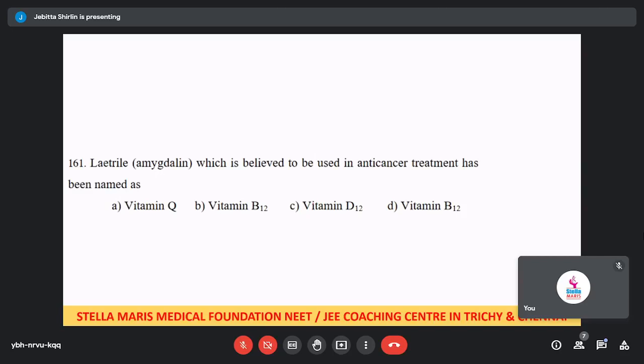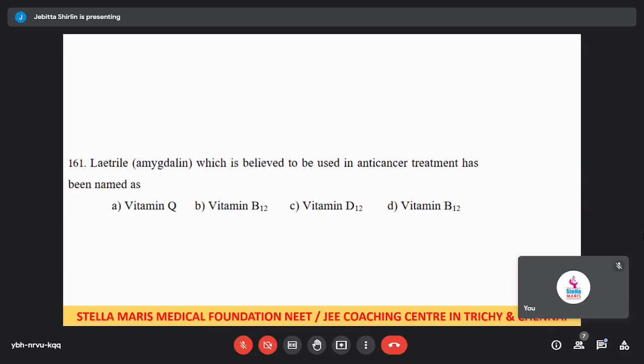Latrine, which is called amygdalin, is believed to be used in anti-cancer treatment. You should identify it, but I'm sorry, the options given here are completely wrong. The right option is not here, but can you tell me what would be the correct answer? It is not vitamin Q or B12. Vitamin B12 is repeated twice over here. I don't know what the error is, and then vitamin D12. No, nothing like this. Can you tell me what the answer for this question is?